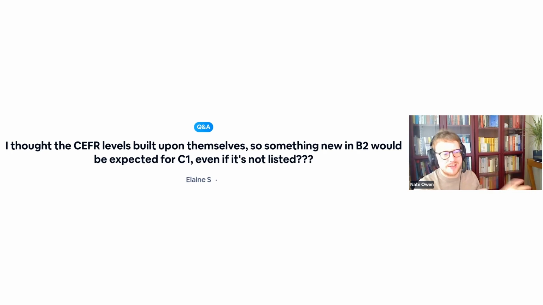But at the same time, that doesn't necessarily explain why certain words appear at A2, then maybe disappear at B1, and then reappear at B2, and then maybe disappear again at C1. So there is a certain degree of irregularity in these descriptors. So I think that a good lesson to take away is, these things are not perfect. So they are tools to be used, not to be reified.